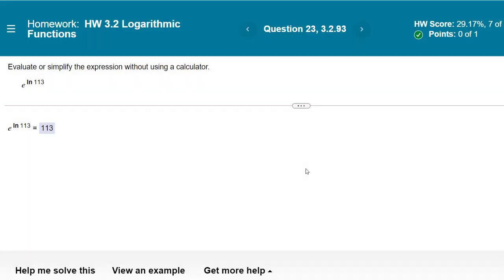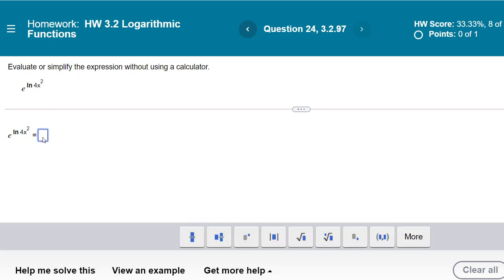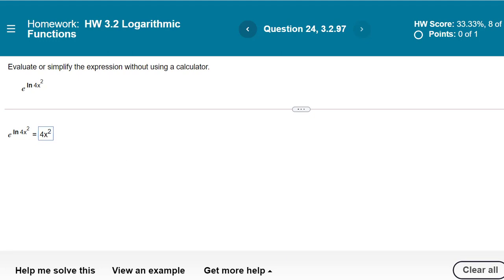Check answer. And then this one, look, e to the ln of 4x squared is going to be 4x squared. And so that is an overview of the exercises in section 3.2.